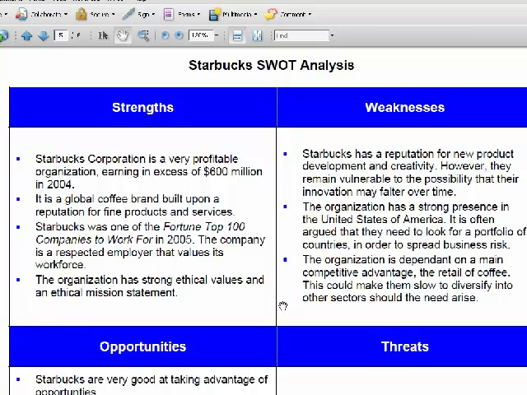Finally, their organization is dependent upon a main competitive advantage, the retail of coffee. This could make them slow to diversify into other sectors should the need arise. So they found this as a weakness. But from what I understand, you can find Starbucks now in department stores such as Target and other places. So they have co-branded with other institutions now. So they actually used the result of this SWOT to improve their business. So there again, internal strengths are positive, internal weaknesses are negative.